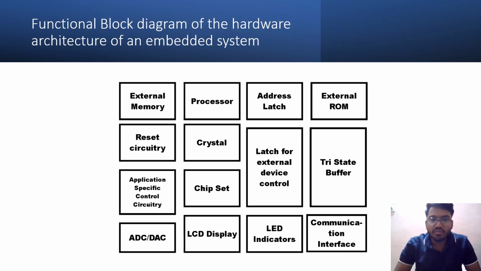Functional block diagram of hardware architecture of an embedded system. These blocks are like external memory, reset circuitry, processor, crystal, chipset, LED display. Each block has its own functionality and together they represent an embedded system.